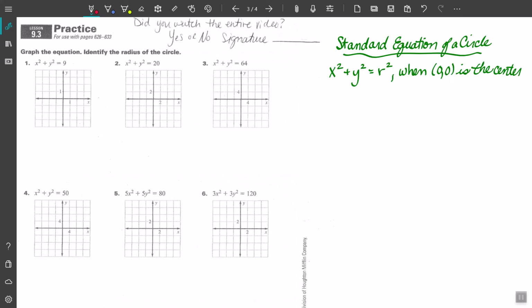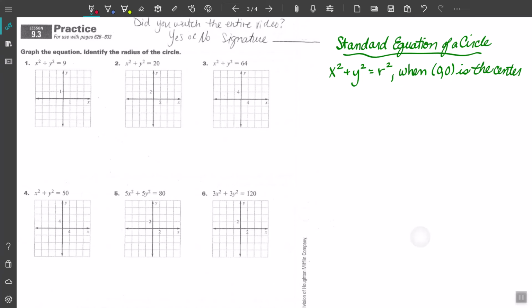We are going to graph circles in lesson 9.3. You can see the standard equation of a circle over on the right of the screen, and this is the form for the equation when the center of the circle is at the origin. If we were to shift the circle around at all, the equation would change a bit based on the vertical or horizontal shift, but this is the standard equation that we're going to use.